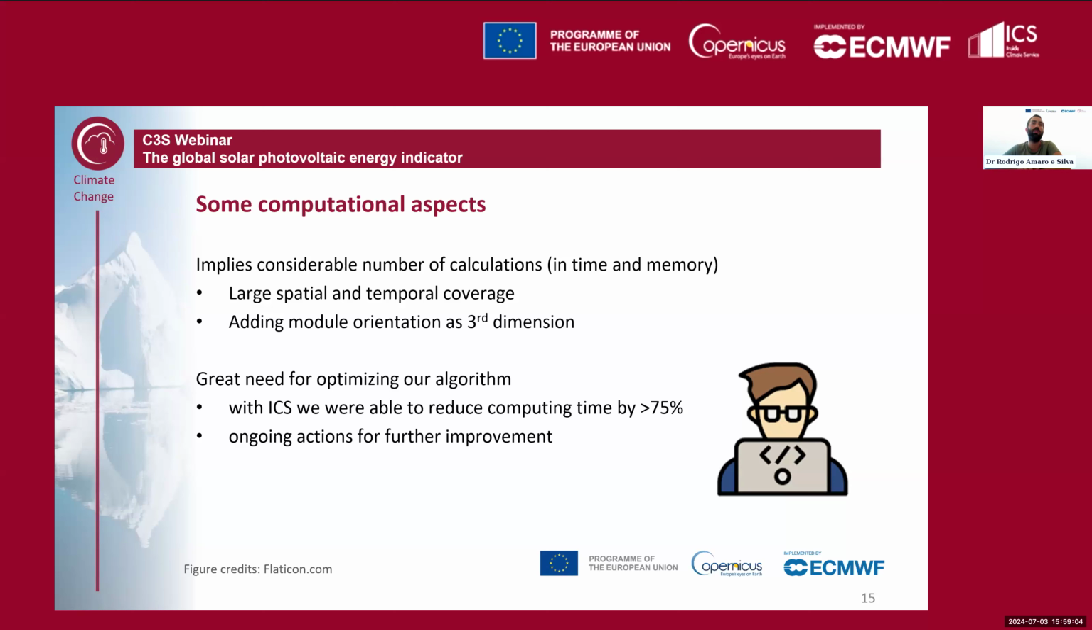And when we add the module orientation to the bill, let's say, suddenly I start calculating for a PV looking south, a PV looking southwest, for example, this just increases the number of calculations needed. And so this raised the great need for optimizing our algorithm. And it's important to stress that thanks to the help of ICS, together with ICS, we were able to reduce our computational time by at least 75%. And we are still having ongoing actions to further improve this, because in fact, the more efficient our calculations, the more freedom we have to think about modeling approaches without being constrained by, does it take too long or does it take too much memory to run?